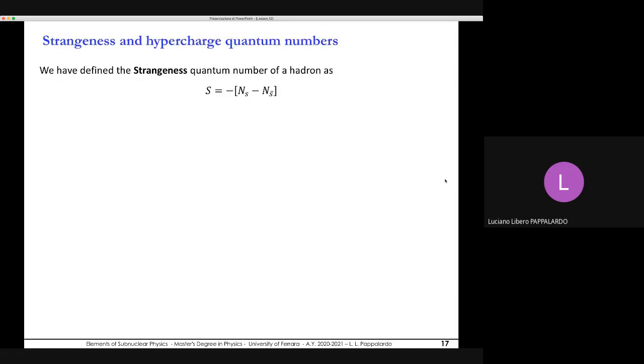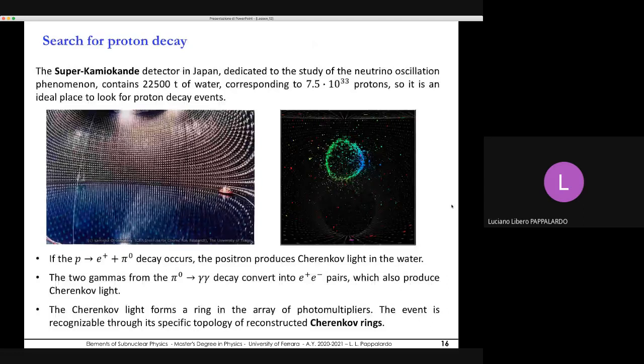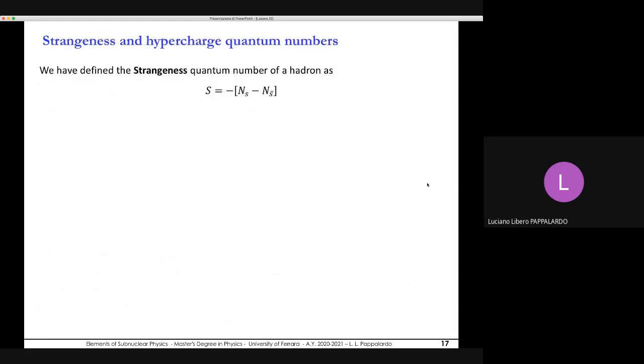Now, we will come back to the proton decay in the very last lesson of the course. Okay, so we'll come back to this. But for now, the proton is stable. We don't have any evidence of proton decay, and so we don't have any evidence of baryonic number violating processes at the moment.